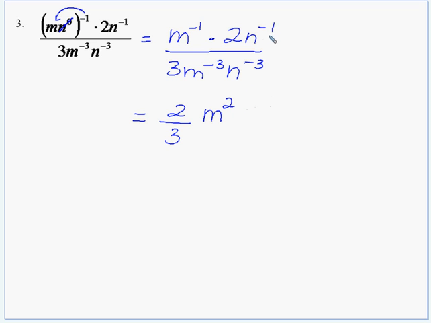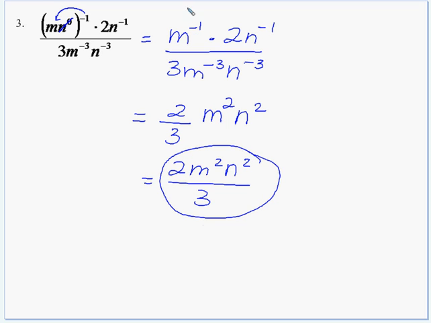And then we have negative 1 minus a negative 3 gives us n squared as well. Now in this one, you could leave it like this, but I'd rather have you leave it as one whole fraction. So it'd be 2m squared n squared all over 3. So let's just combine that fraction together.